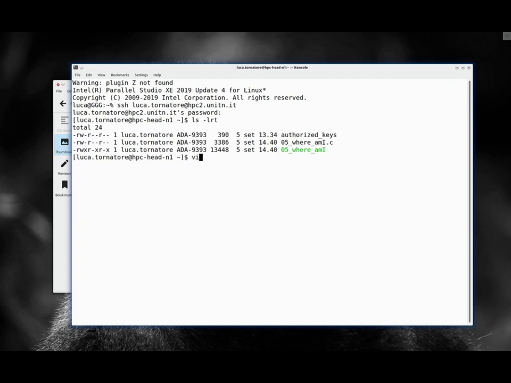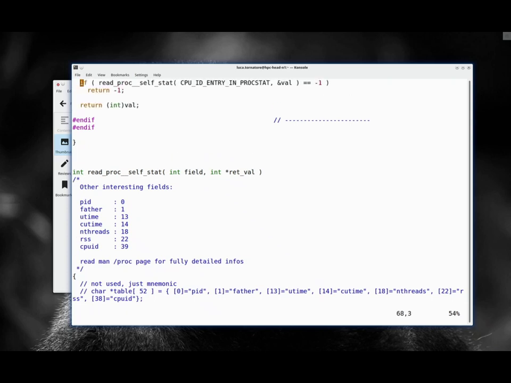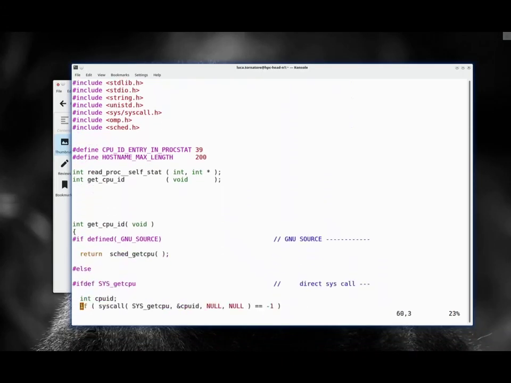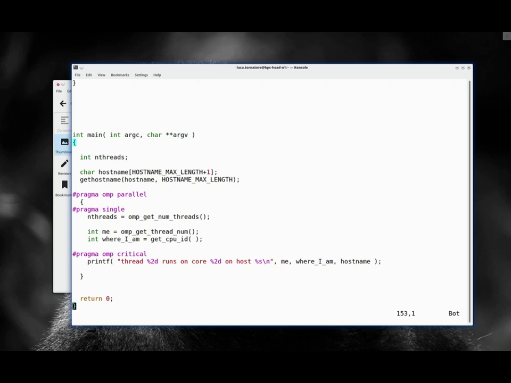Okay, so this is just another curiosity. This is a small code that allows you to inspect where your threads are running. What it does is very simple. This is the main, and you create an OpenMP parallel region, and then you get your thread ID, and then each thread calls this function, get CPU ID.